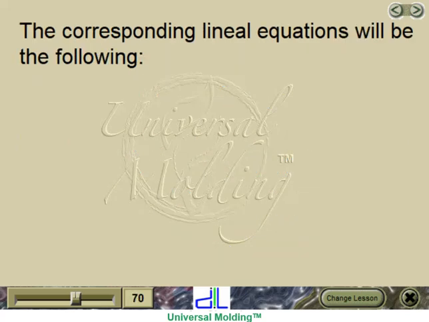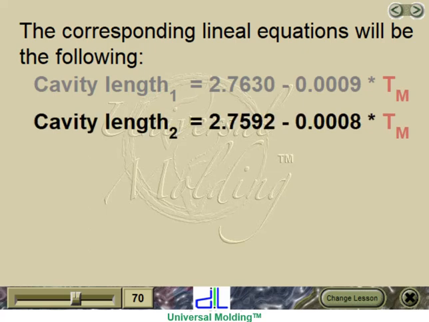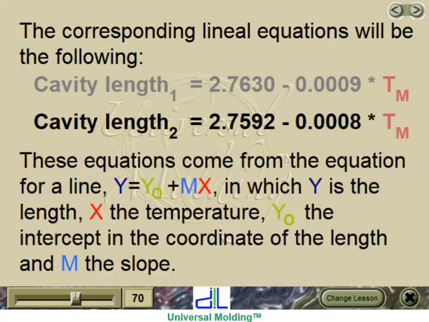The corresponding lineal equations will be the following. Cavity length 1 equals 2.763 minus 9/10,000ths times T sub m. Cavity length 2 equals 2.7592 minus 8/10,000ths times T sub m. These equations come from the equation for a line y equals y naught plus mx, in which y is the length, x the temperature, y naught the intercept in the coordinate of the length, and m the slope.